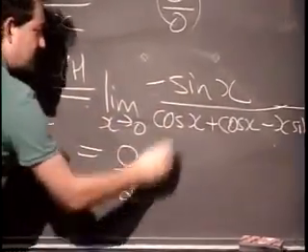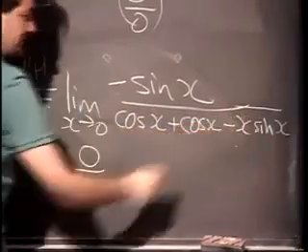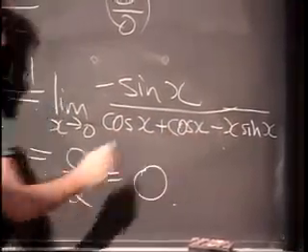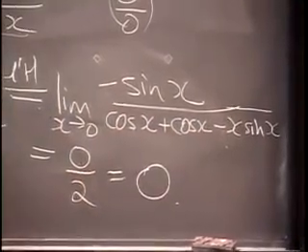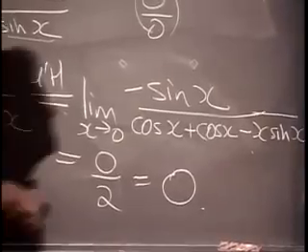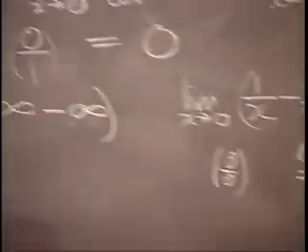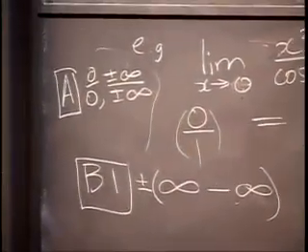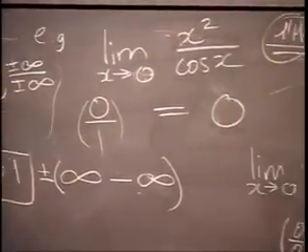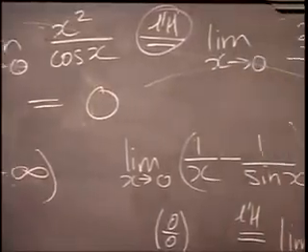Because cosine of 0 is 1 plus 1 minus 0. So the answer is just 0. Okay, so moral of the story, if you have a difference of two fractions, take the difference. Okay, that's all very well if there are two fractions. What if there aren't?